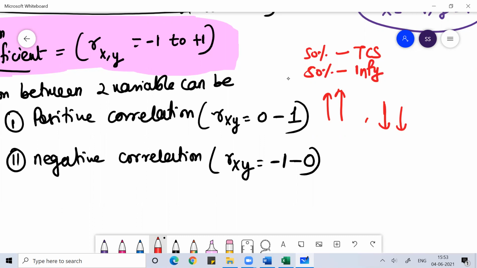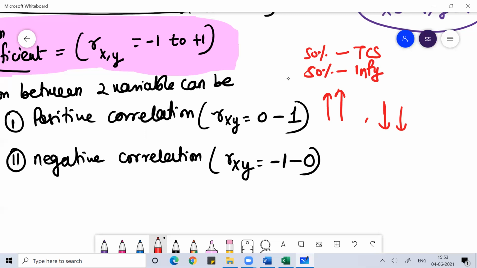Because both are IT based companies, any laws related to IT, any news related to IT will impact them the same way. So both will go up the same way, both will go down the same way. So they're said to have positive correlation. Positive correlation means two variables behave similarly. When they go up, they go up together. When they go down, they go down together.